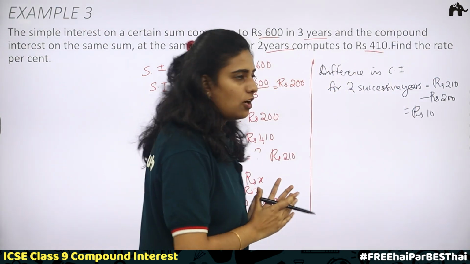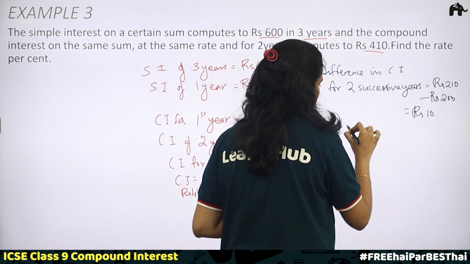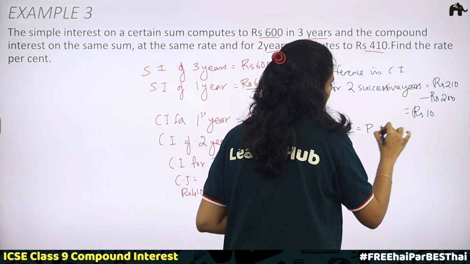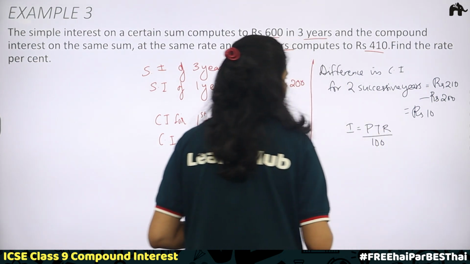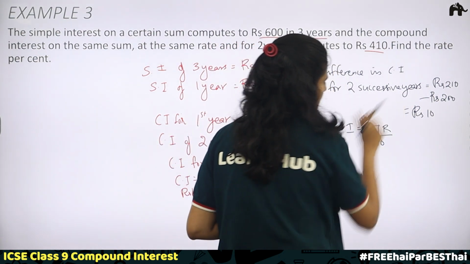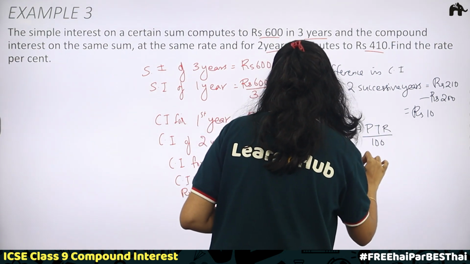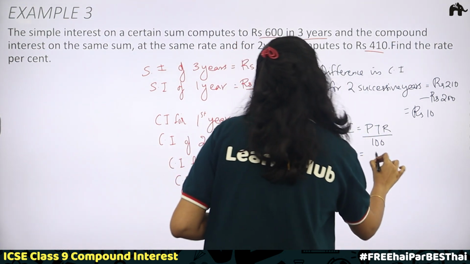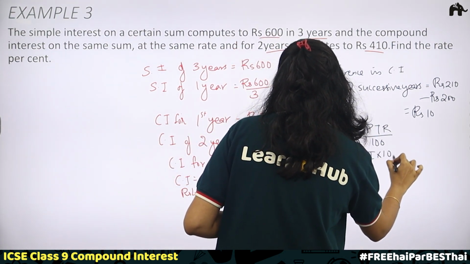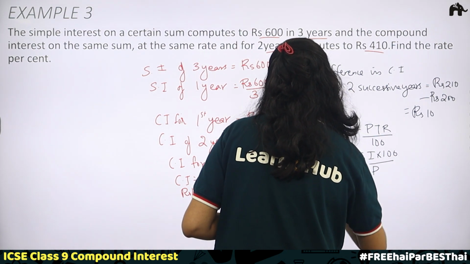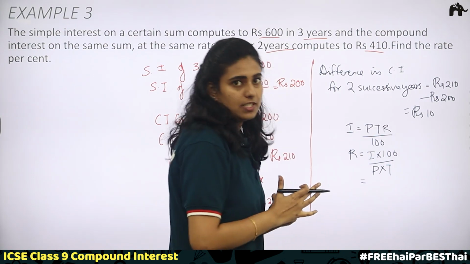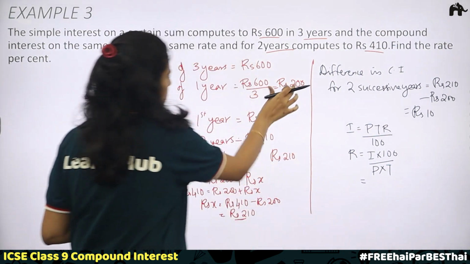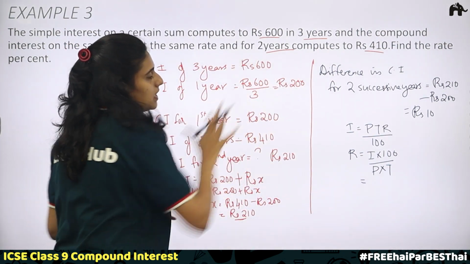Now we can find the rate of interest. We have simple interest I is equal to PTR divided by 100. So here we have the interest, the difference in interest. We need to find the rate of interest. Rate of interest is equal to interest into 100 divided by principal into time. So here this principal will be the first value, that is rupees 200.